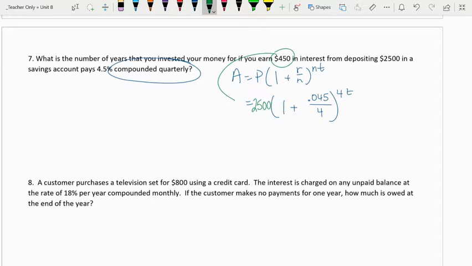Now this 450 is not what I put here because that means that I lost money, right? Instead, you have to add that to the 2,500. So this would be 2,950 because that's what you earned in interest. At this point, we could start solving for t. We would divide by 2,500. And if we do that, we get 1.18.